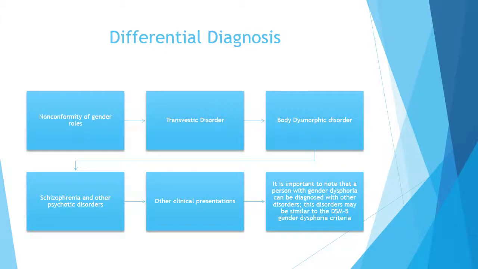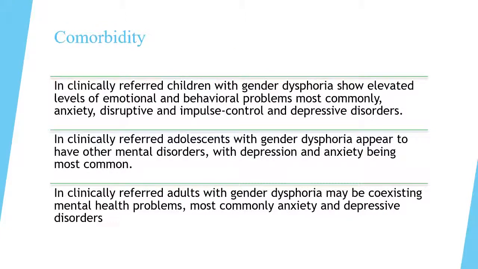Differential diagnosis: nonconformity of gender roles, transvestic disorder, body dysmorphic disorder, schizophrenia, and other psychotic disorders. Other clinical presentations. It is important to note that a person with gender dysphoria can be diagnosed with other disorders. These disorders may be similar to the DSM-5 gender dysphoria criteria.